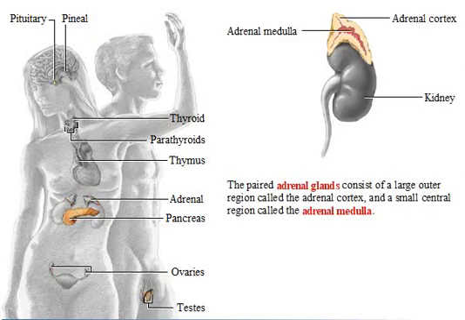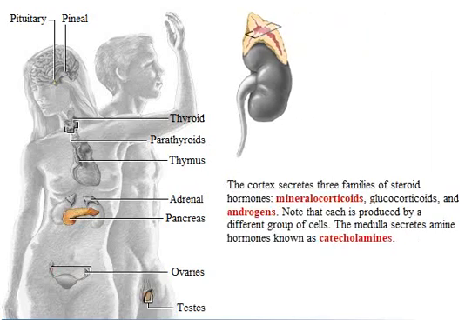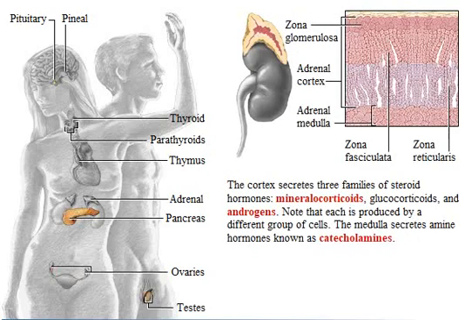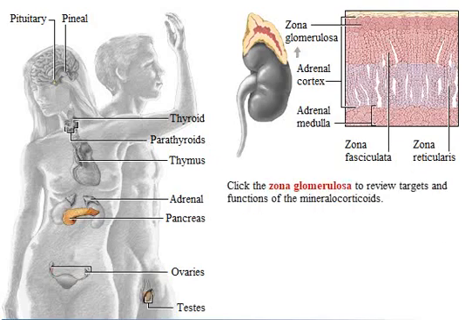The paired adrenal glands consist of a large outer region called the adrenal cortex and a small central region called the adrenal medulla. The cortex secretes three families of steroid hormones: mineralocorticoids, glucocorticoids, and androgens. Note that each is produced by a different group of cells. The medulla secretes amine hormones known as catecholamines. Click the zona glomerulosa to review targets and functions of the mineralocorticoids.